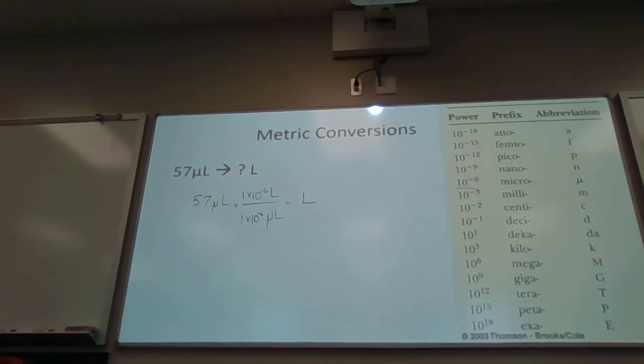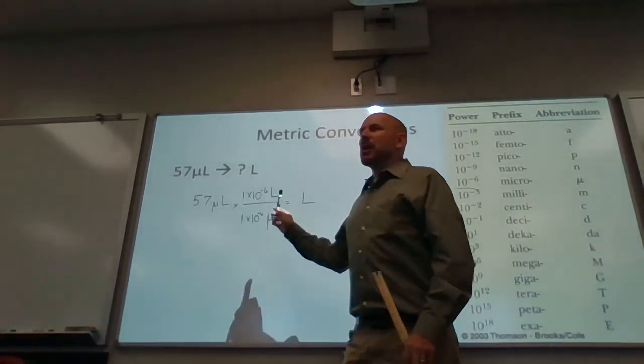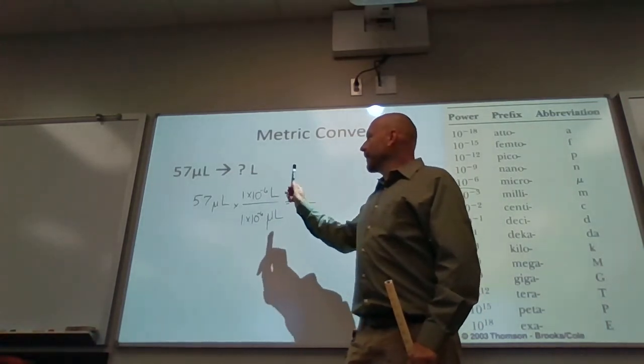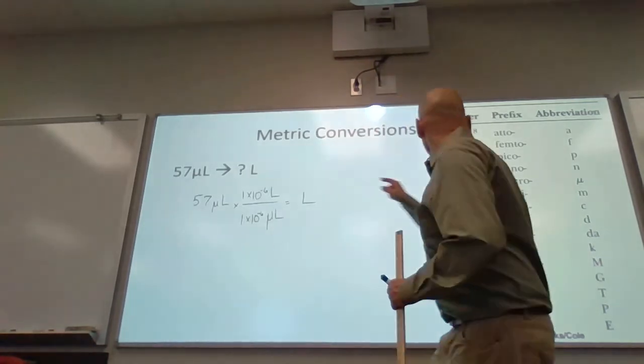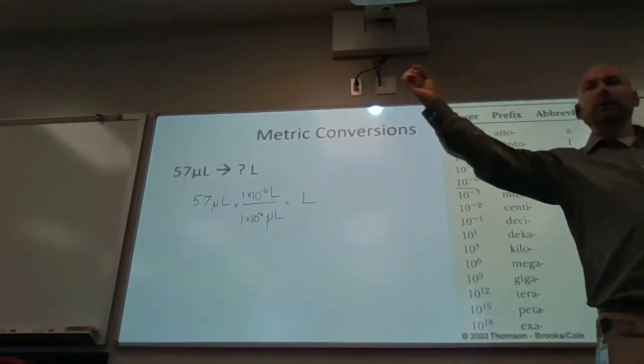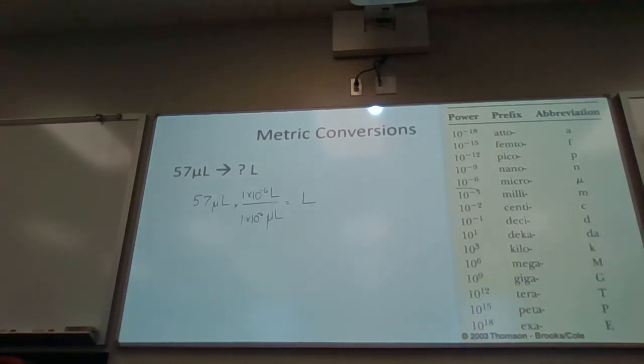Yes. Gets a little tougher, huh? Okay. Should you end up with a smaller or bigger number than 57? Smaller, because you started with a micro, a really small unit, and you're converting that to a bigger unit. It takes a whole lot of those to give you one of those. So your answer is going to be smaller.